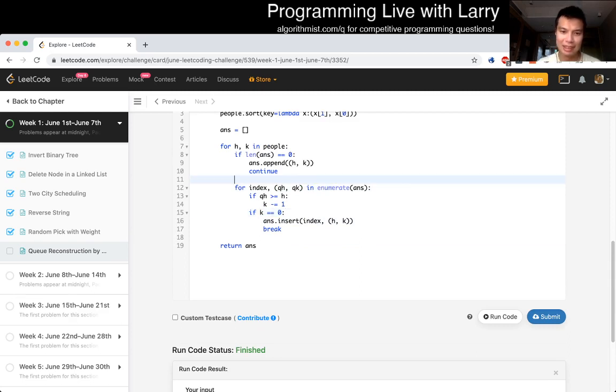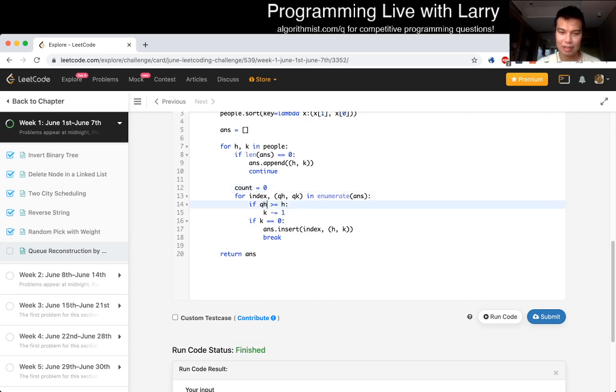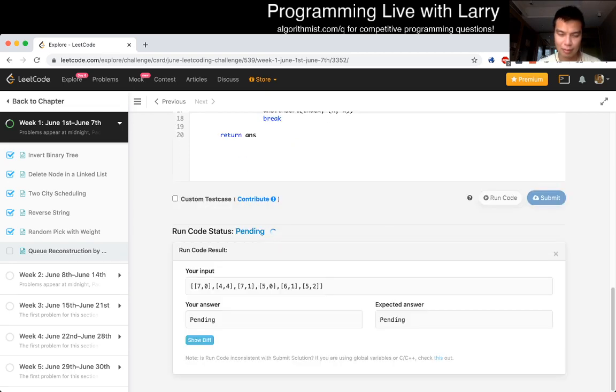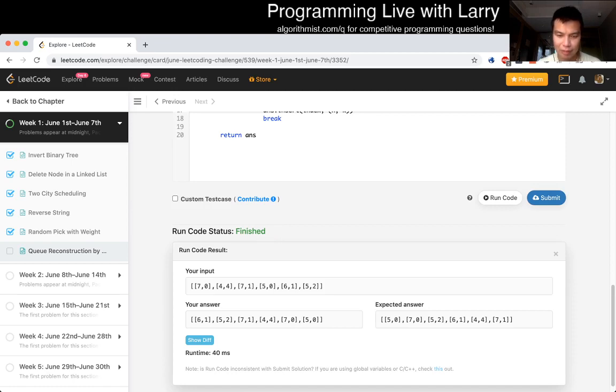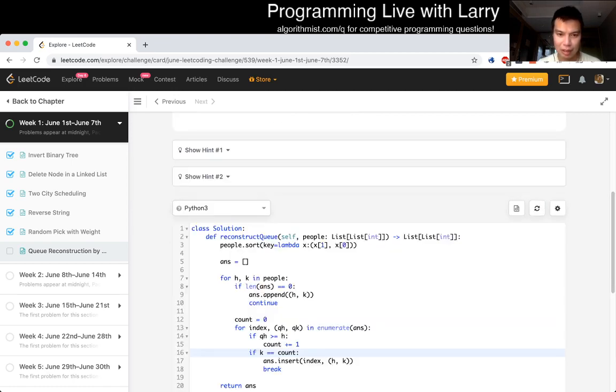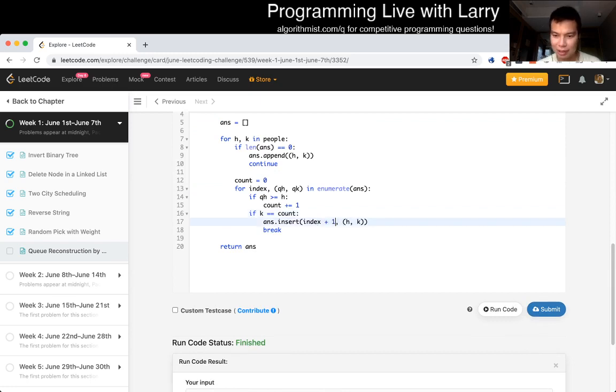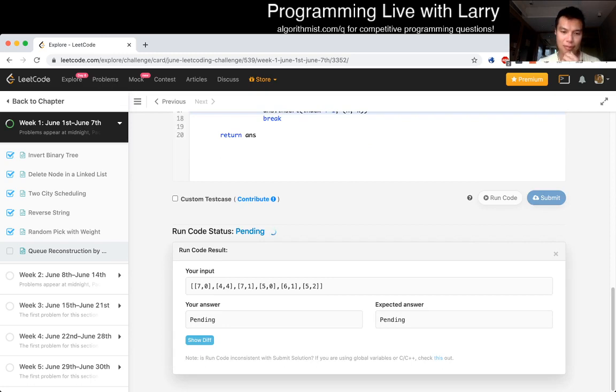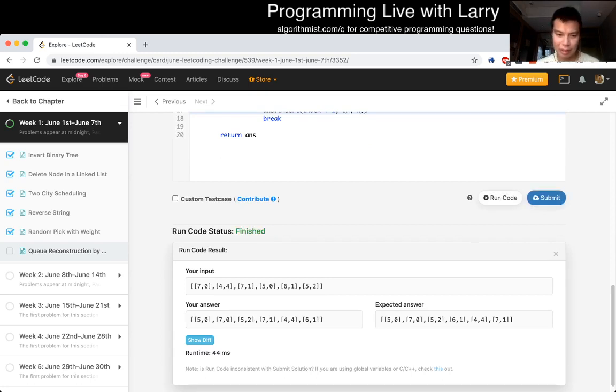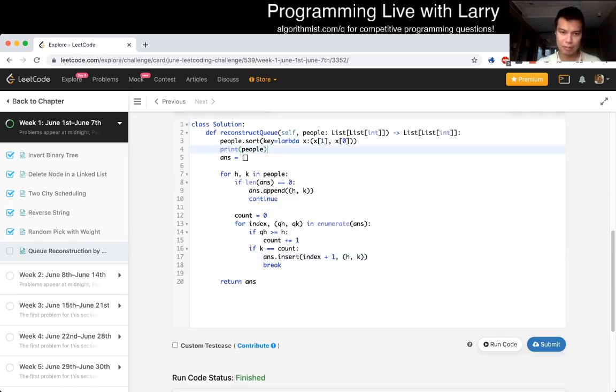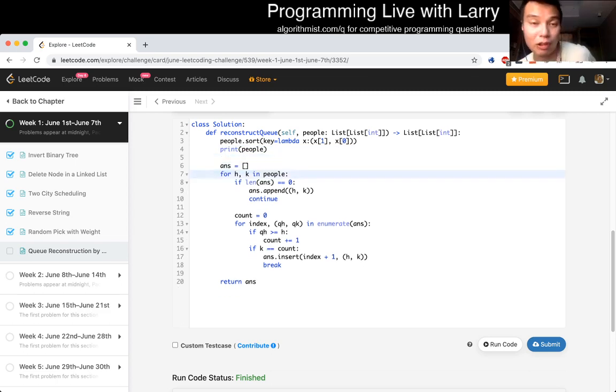Okay, I was just a little bit lazy, so let's just do count is equal to 0, 1, if k is equal to count. Now it seems a little bit incorrect, because we put 7 and 0. So this should be index plus 1. Okay, so we have a wrong answer. Why is that? So 7, 1. So it should insert. What is our sorted this? There's still going to be an issue. It seems like my invariant is incorrect. That's why you have to be a little bit careful.